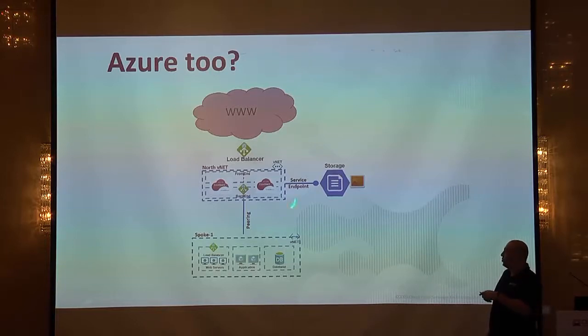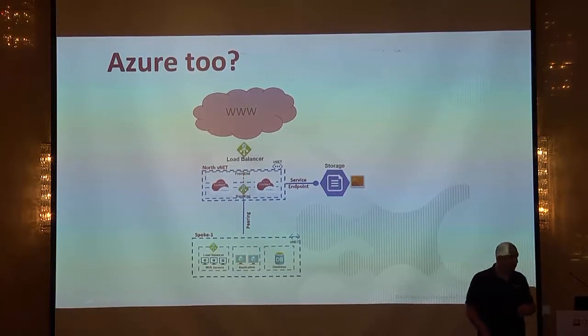So in this example, I have connected the Azure storage service, like the S3 from Amazon, as a service endpoint connected to the hub. And then I have a server connected to Spoke that is going to connect to that storage through those gateways, through the cluster.